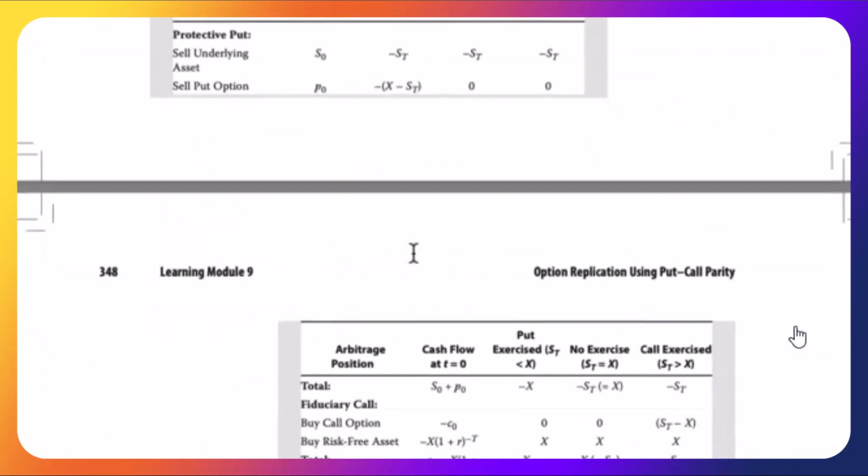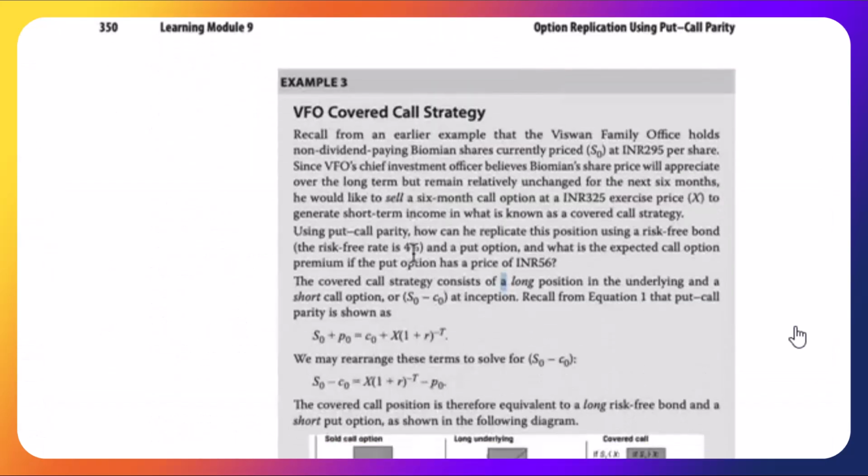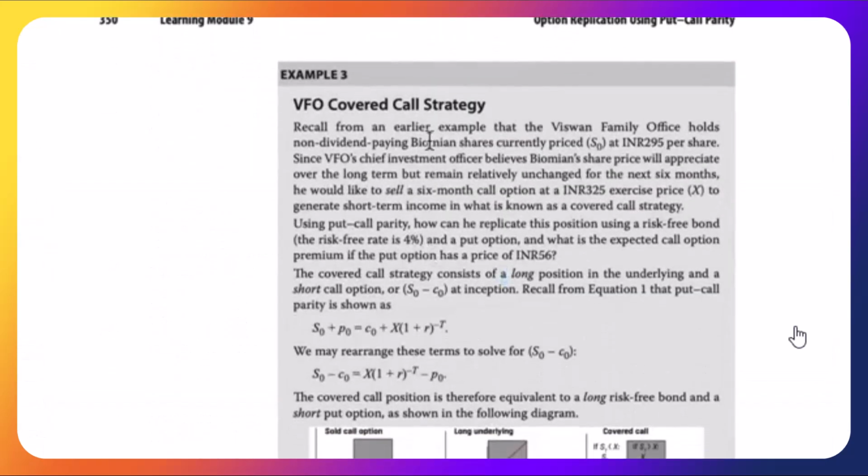So let's go down to example 3, which is down here, a covered call strategy. Recall from an earlier example that the VFO family office holds non-dividend paying Wyoming shares currently priced at $2.95 per share. Since VFO's chief investment officer believes Wyoming's share price will appreciate over the long term but remain relatively unchanged for the next 6 months, he would like to sell a 6-month call option at a $3.25 exercise price to generate short-term income in what is known as a covered call strategy. So a covered call is you're long the stock, you're short the call.